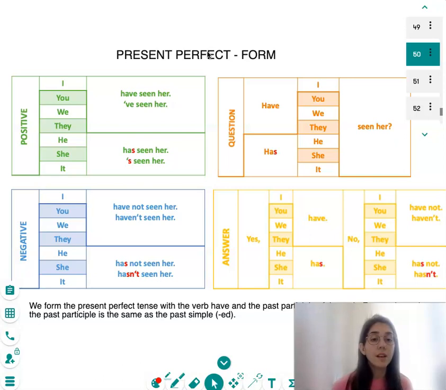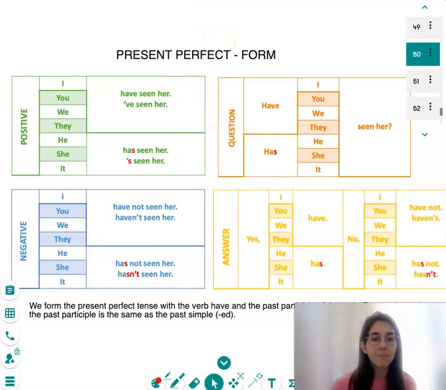Now we form the present perfect with the verb have using the past participle of the verb, okay? For regular verbs, this is quite easy. The past participle is the exact same as the past simple, okay? So with your -ed verbs that you use in the past simple, it is going to be the exact same in the present perfect, so you don't have to worry too much about that.